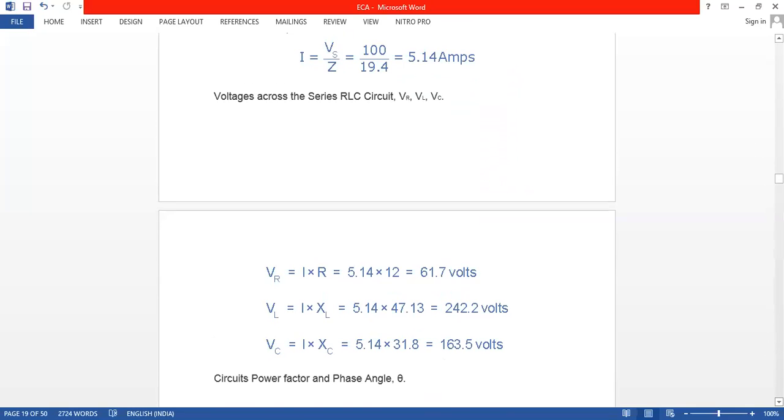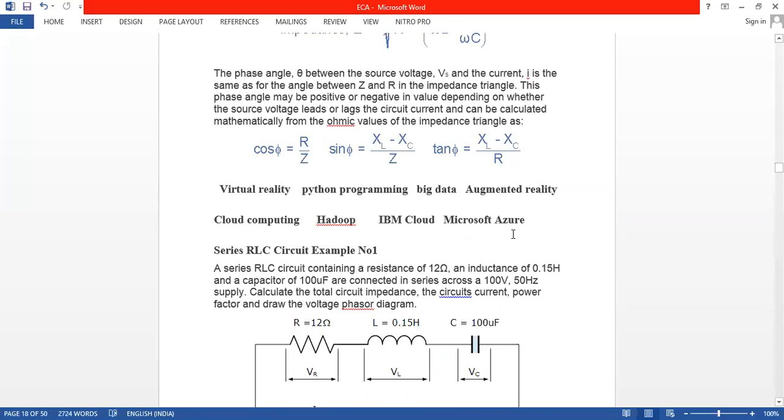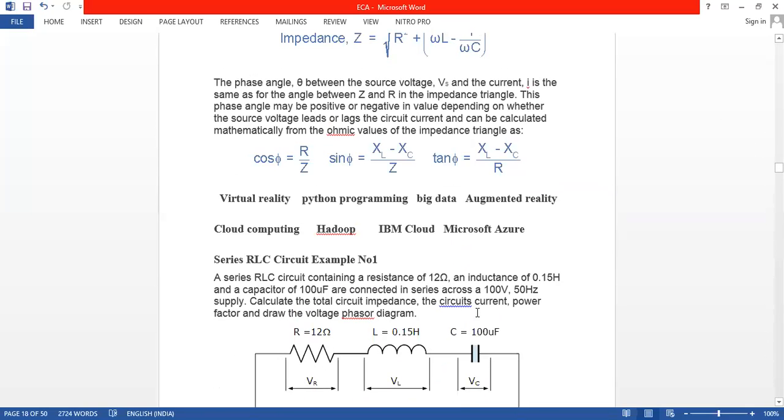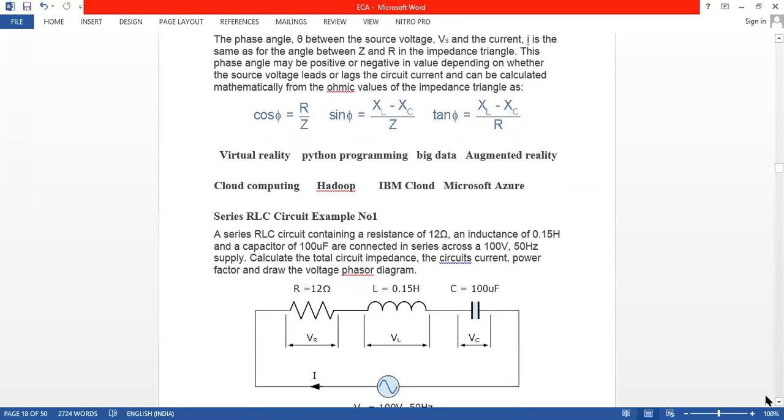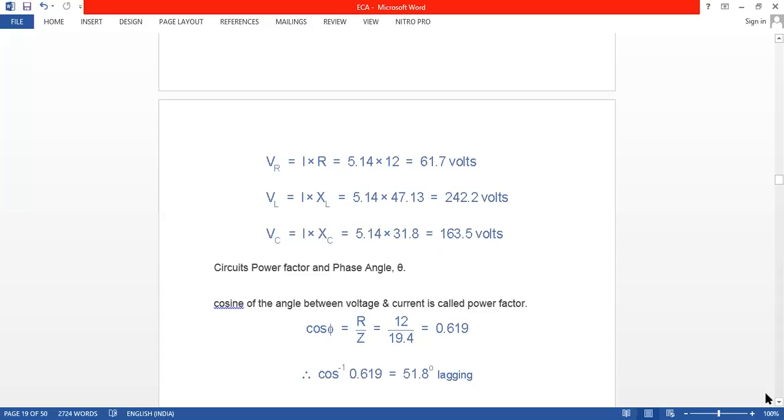Now what is the voltage formula? If we are having a resistor, then the voltage formula is V is equal to I into R. In my circuit, we are having resistor, yes or no? We are having resistor, inductor and capacitor. So what is the voltage across resistor? Current into opposition. What is the voltage across resistor formula? I into R, current into opposition. Current we know we got 5.14 into 12. Resistor value is given. Voltage units are volts.